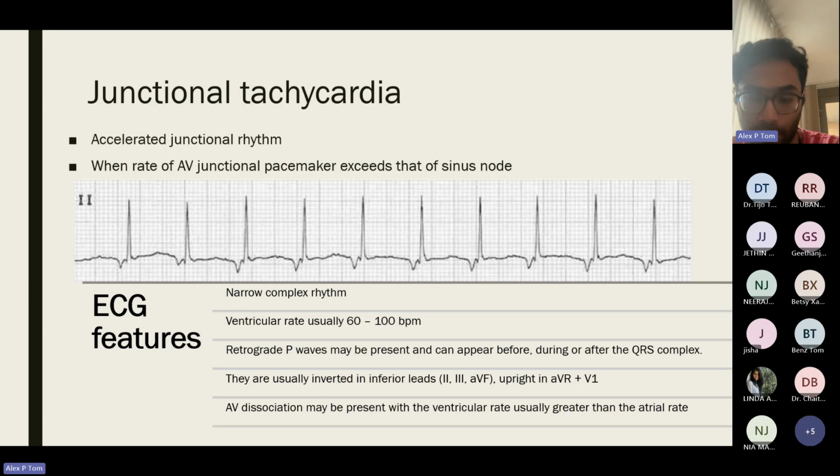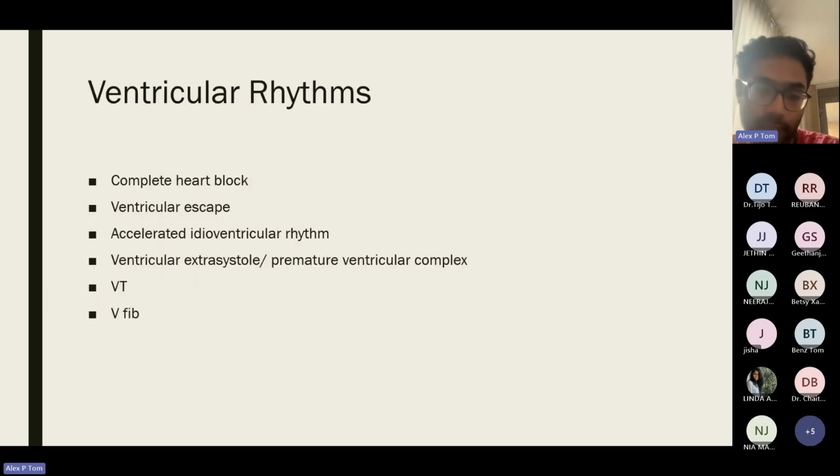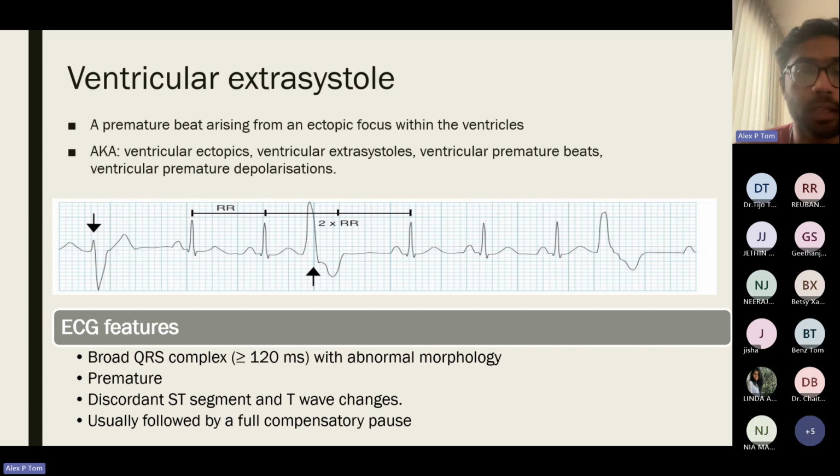Okay, so we completed junctional rhythms, and next are ventricular rhythms: complete heart block, ventricular escape, accelerated idioventricular rhythm, VT and VFib. We'll focus more on VT and VFib because they're the most important. One important thing here is the ventricular extrasystole, also called a premature ventricular beat or ventricular ectopic. These are called by different names.